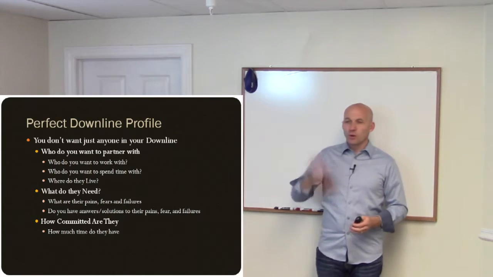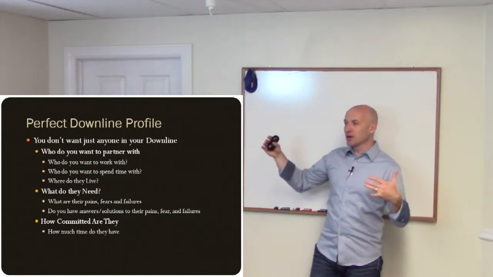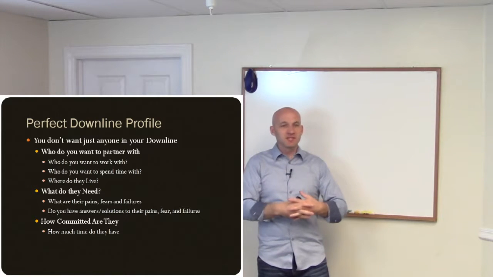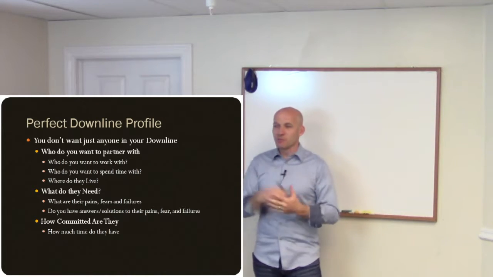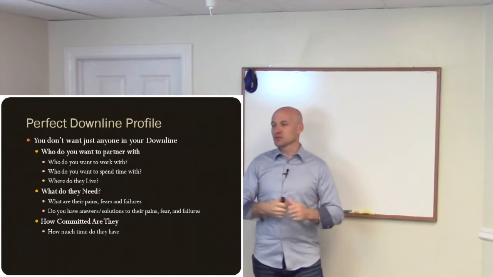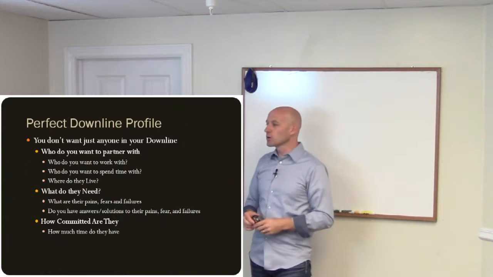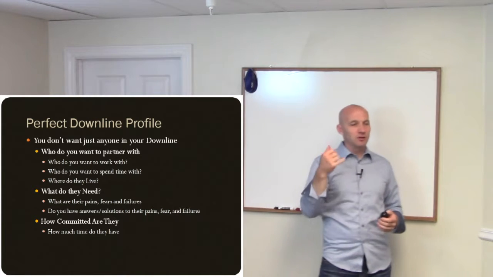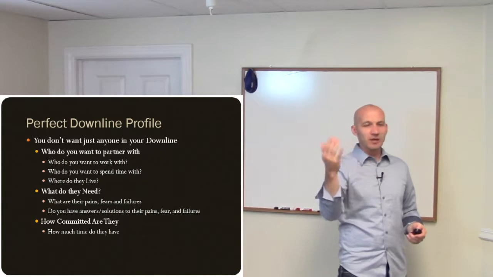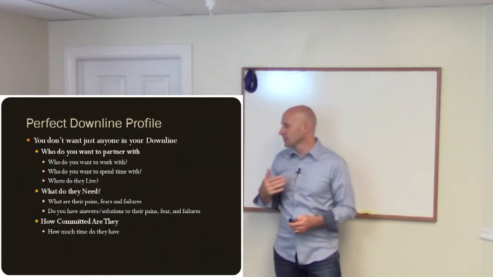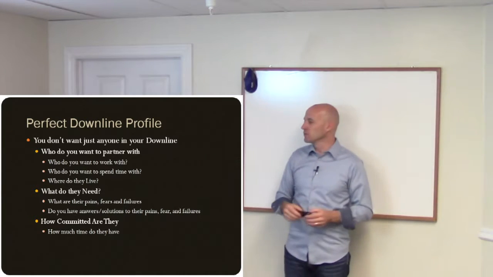Okay? Where do they live? Do you want a downline that's all close and lives in the same area, to where you can have meetings every week and meet at someone's house or location? Or do you want people spread across the United States or across the world, and you do Zoom calls as your weekly meetings, meeting over the internet, doing video stuff?